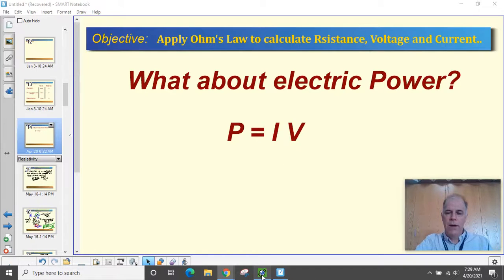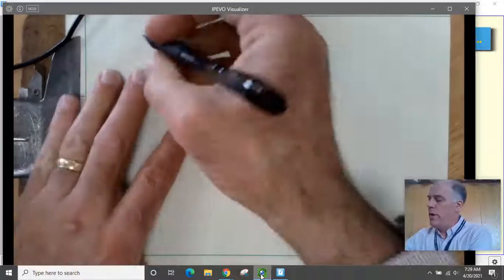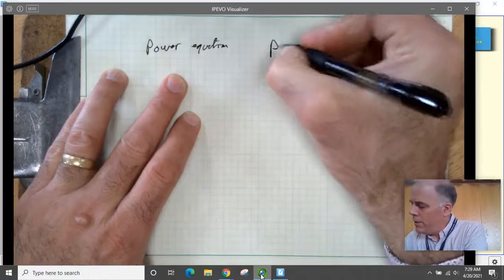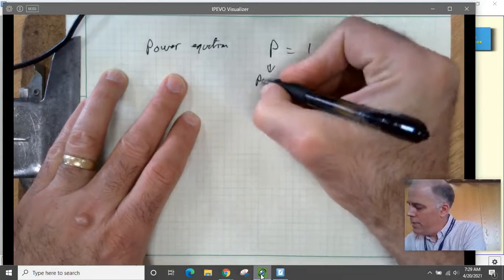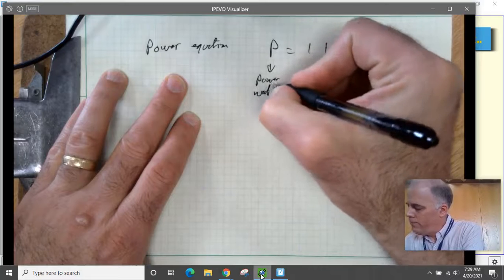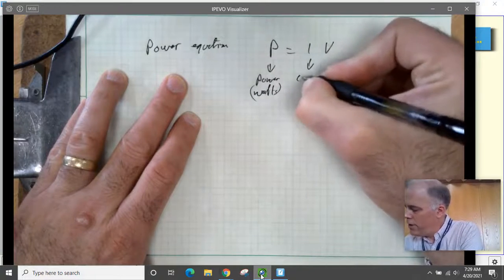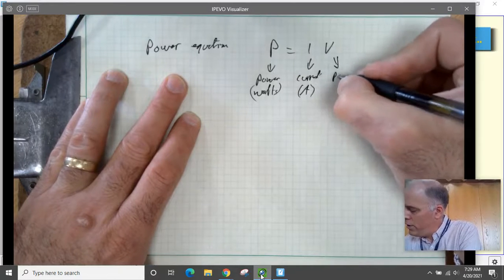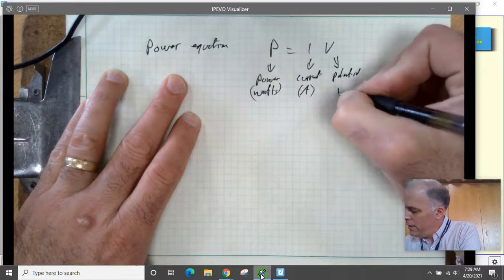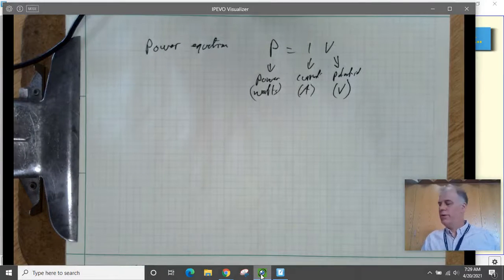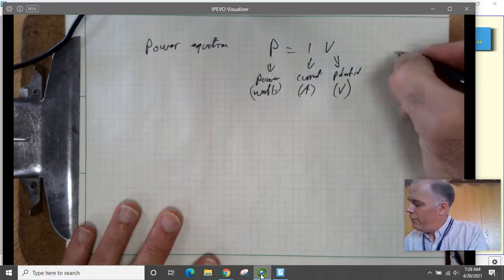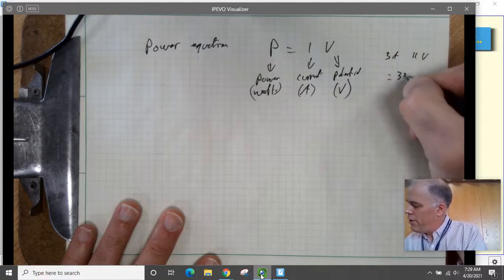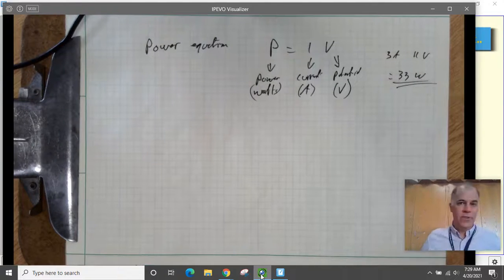Let's go to our clipboard here and talk about a couple things. So first, the power equation. Power equation is P equals IV. This is power in watts. This is current in amps. And this is electric potential in volts. Fair enough. P equals IV. So if we have 3 amps pushed by 11 volts, that's going to be 33 watts of power. Not complicated.